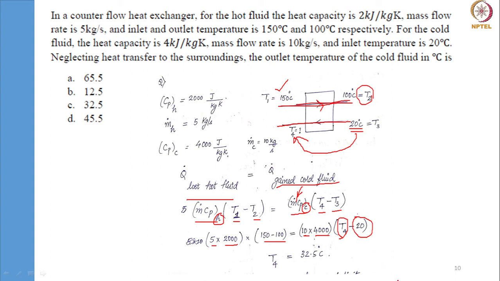So obviously it should be more than 20 and less than 150. So we are in the limit. That before starting we can have just an estimate like that. Can we move forward? Yes. Yes, sir.